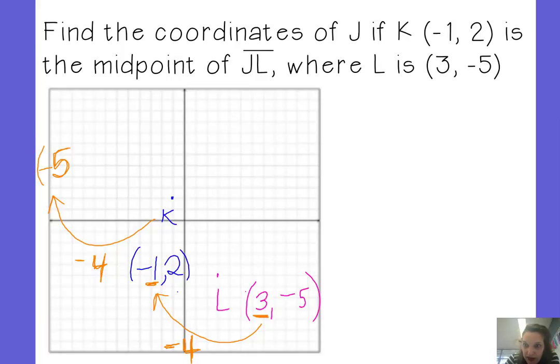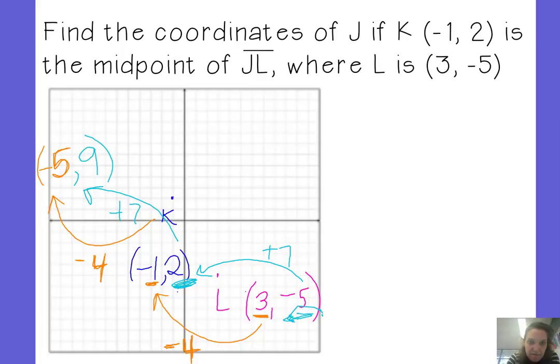Then I'm going to look at my Y coordinates. I'm going from L, its Y value is -5, and K's Y value is +2. I'm going up 7 spaces. To get from -5 to 2, I'm going up 7 spaces. So to get from K to J, I'm also going to go up 7 spaces. So if I'm at +2, I'm going to go up 7 spaces. That will put me at +9. So the coordinates of point J are -5 and 9.